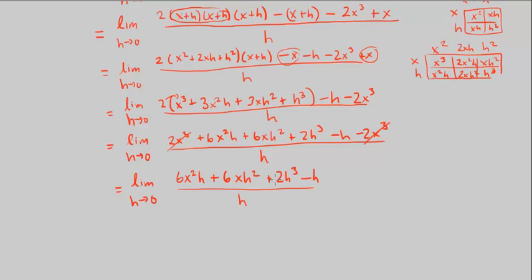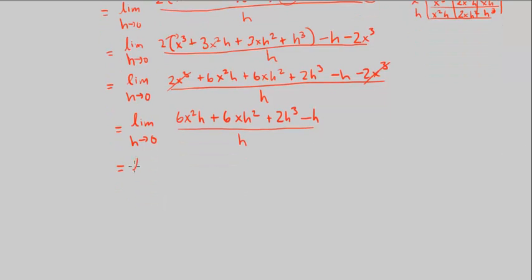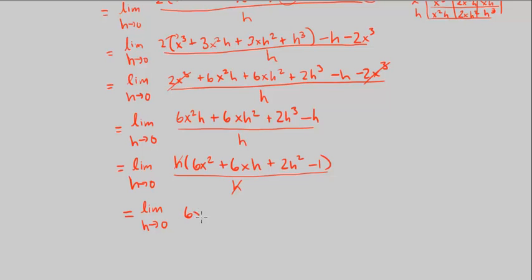Well, if you notice, every term in the numerator has an h, so we can factor an h out. So that's the limit as the h approaches 0. I know it gets tiring rewriting this, and sometimes you'll forget, but you need to keep writing it. So let's factor out an h in the numerator. So we have 6x squared plus 6xh plus 2h squared minus 1 all over h. Right, and now we can cancel these h's, and we no longer have an h in the denominator. So now we're happy, right? 6x squared plus 6xh plus 2h squared minus 1.